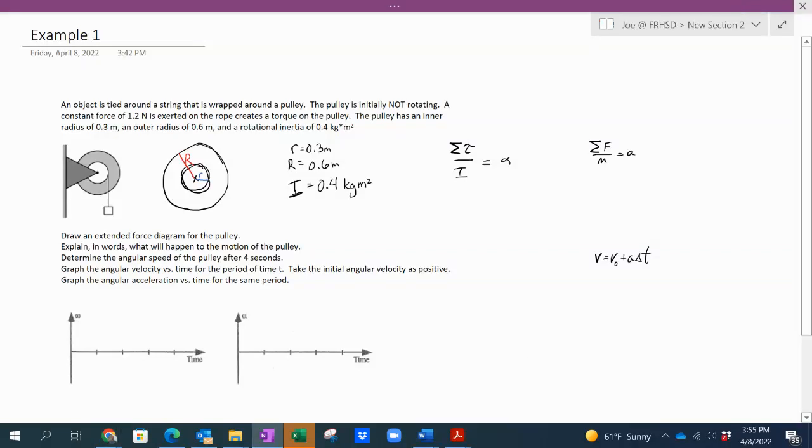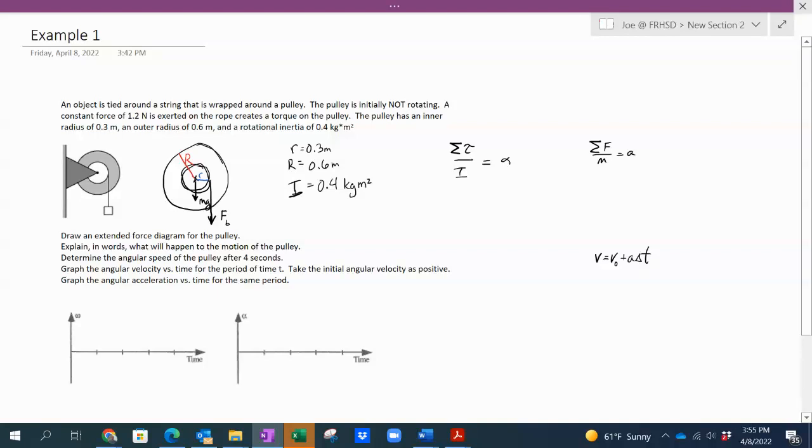Okay, so in example number one, what we're going to do first is draw an extended force diagram of the problem at hand. So of the pulley itself, we have the earth pulling on the pulley at the center of mass. So I'm going to draw the force of the earth exerted straight down. We also have pulling down the force exerted by the string and the hanging mass, which I'm just going to abbreviate as F of the block.